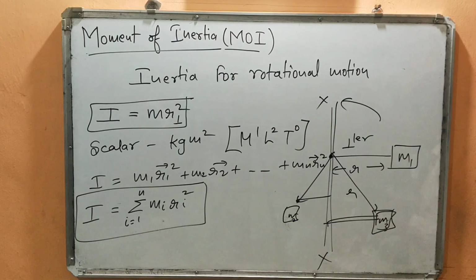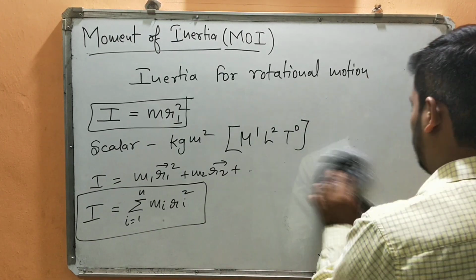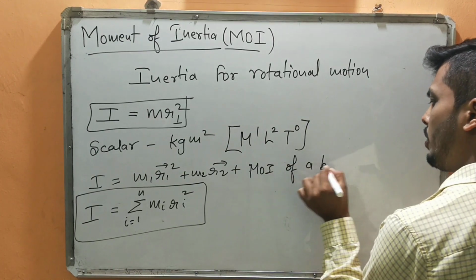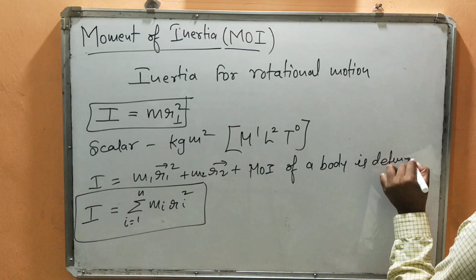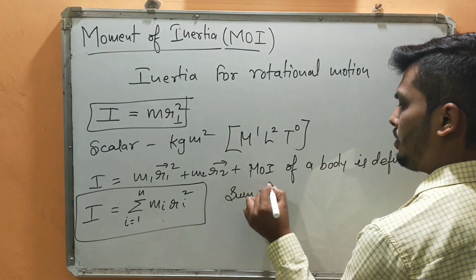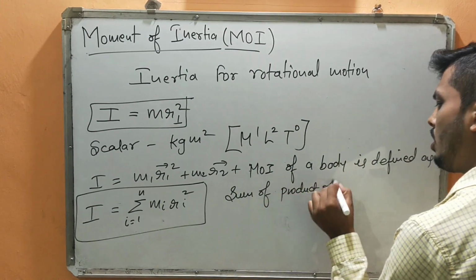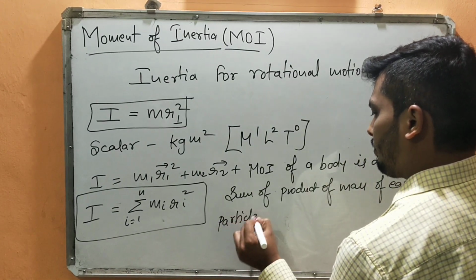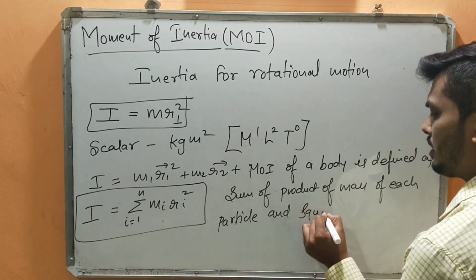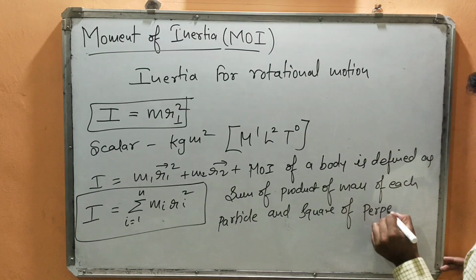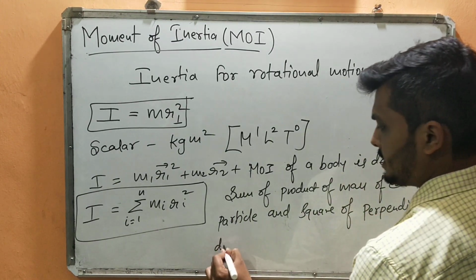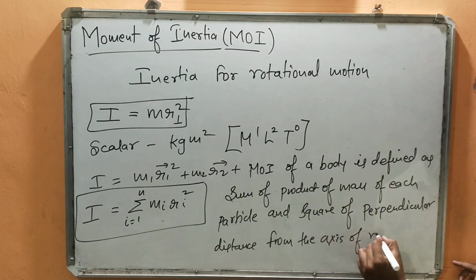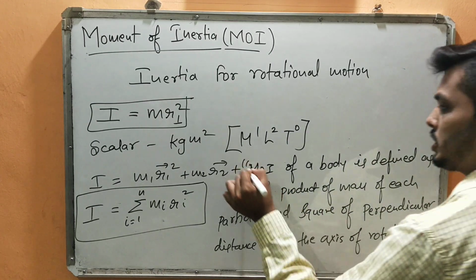Now how can we define moment of inertia? Definition: moment of inertia of a body is defined as the sum of the product of the mass of each particle and the square of the perpendicular distance from the axis of rotation. This is very important. So this is the exact definition of moment of inertia.